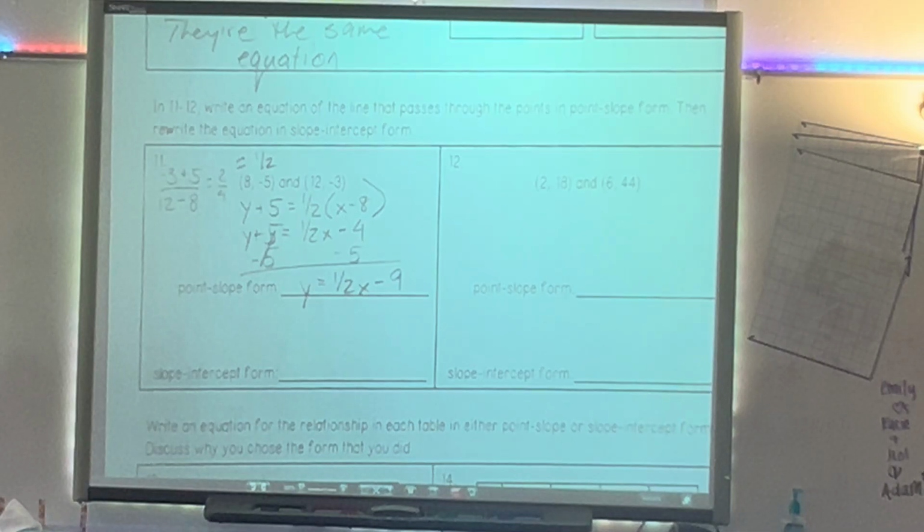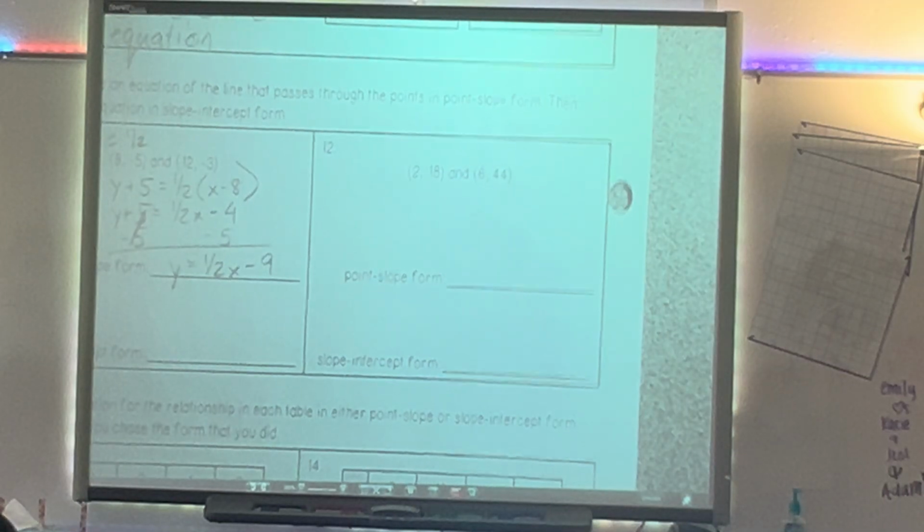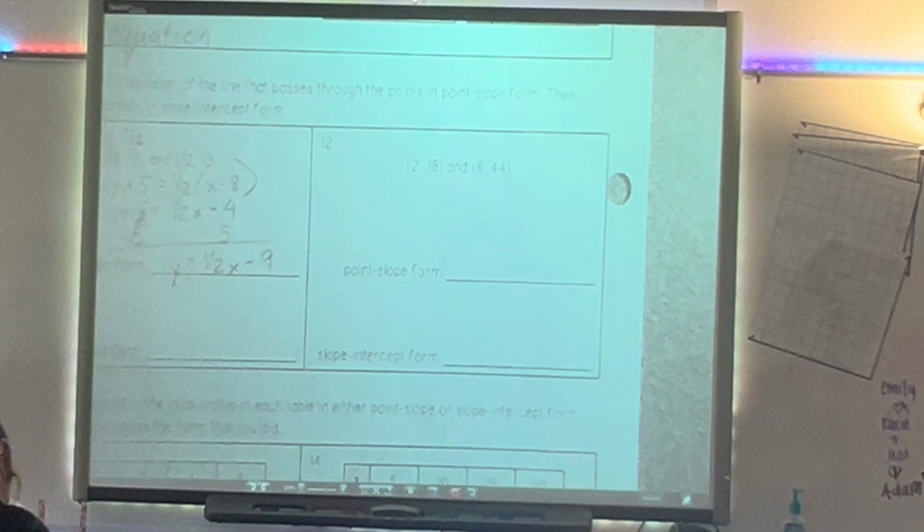On your paper, when you do the same thing, they give you a blank for point slope and they give you a blank for slope intercept. My advice to you is always work from the top down because you may need some more space. You do not have to go back and rewrite it in the blank. As long as I can find your original point slope and I can find your slope intercept, and if your work looks like that, I can find it pretty easily. You don't necessarily have to go write it in the blank. Is everybody okay?